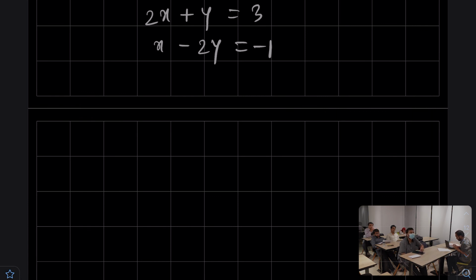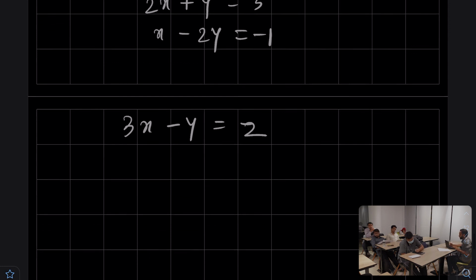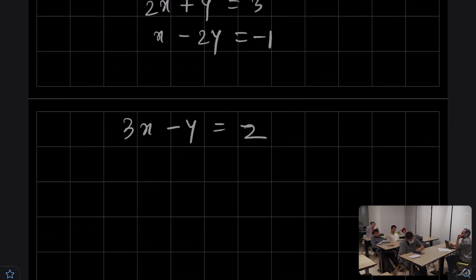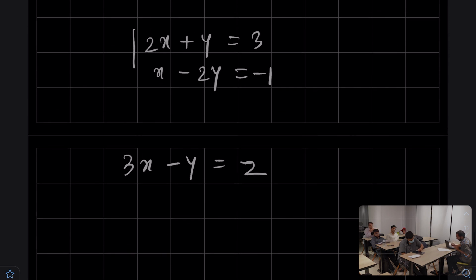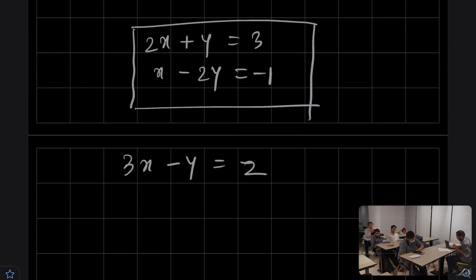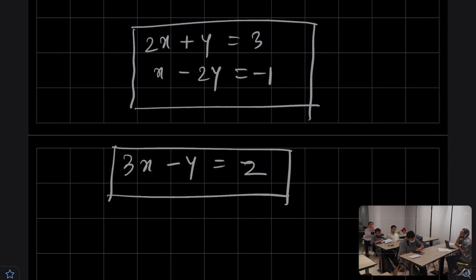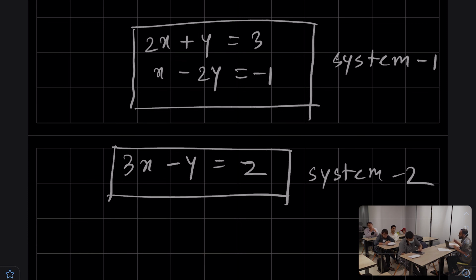Just add these two equations. That's it. 3x minus y is equal to 2, not minus 2, plus 2. Okay, now can you put blocks around the two systems? That is one block, and this is the other block. Call the first system 1. You don't have to write system 1, just write 1 and 2. Like you numbered it. System 1 and system 2.